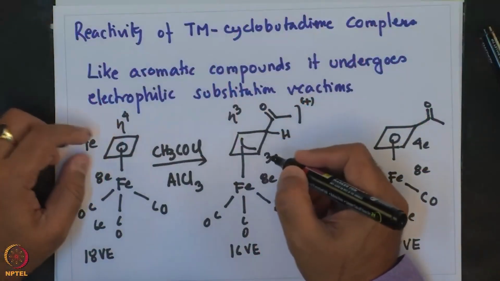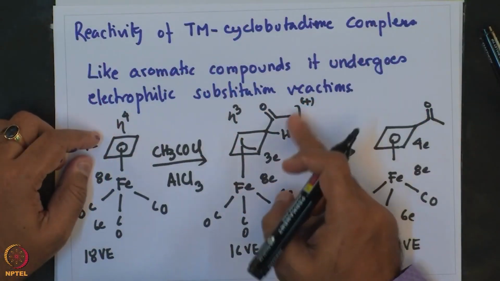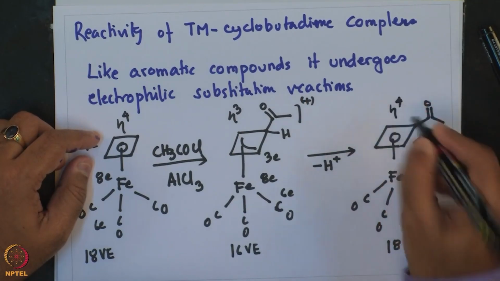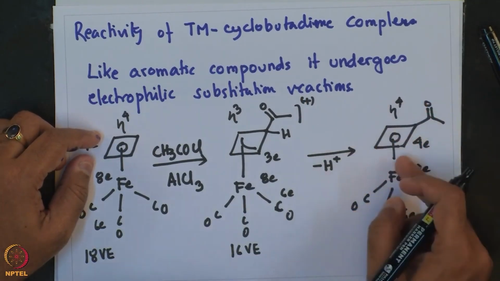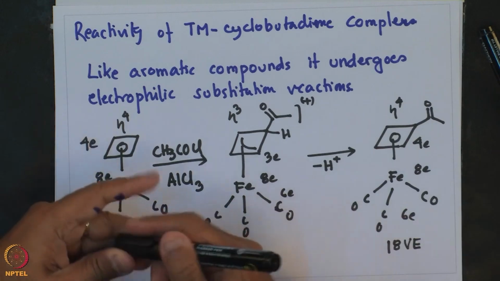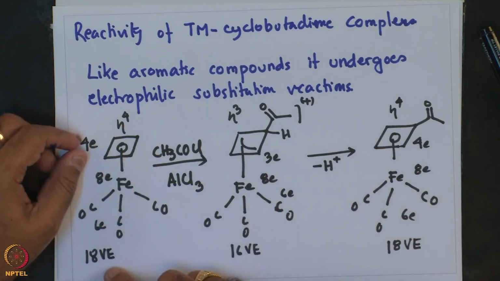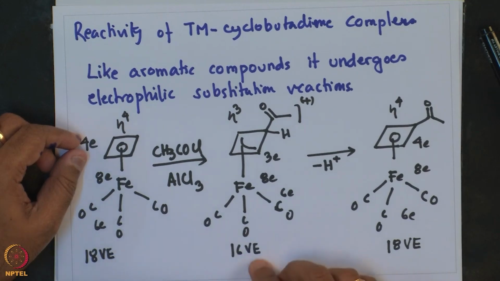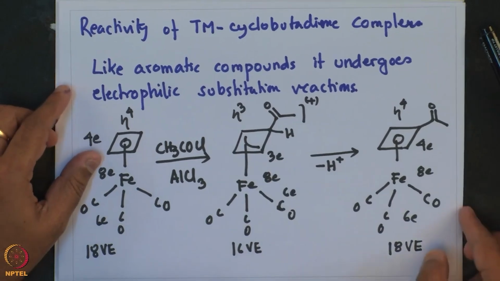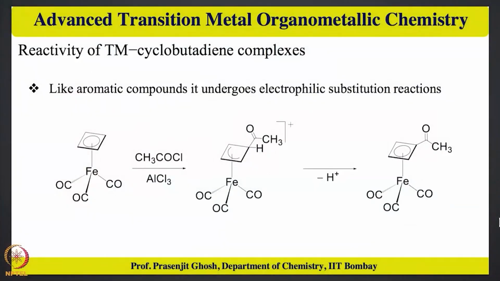electrophilic substitution reactions. In the process, the hapticity of cyclobutadiene changes from eta 4 in the reactant to eta 3 allyl type in an intermediate compound, and back to eta 4 in the substituted acylated cyclobutadiene ring. As far as the total valence electron count of the complex is concerned, it goes from 18 valence electrons to 16 valence electrons in this cationic compound, and back to 18 valence electrons in the acylated cyclobutadiene ring compound.